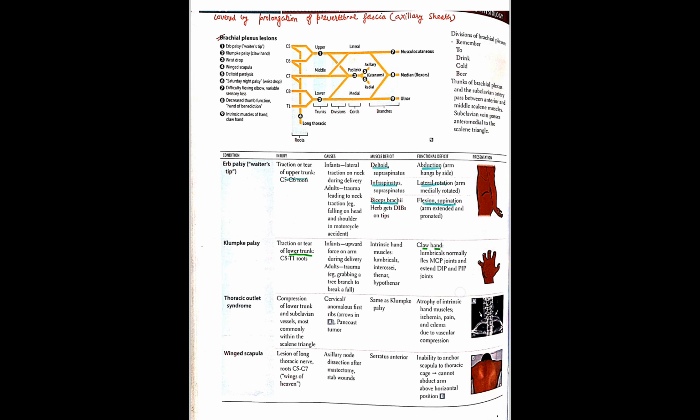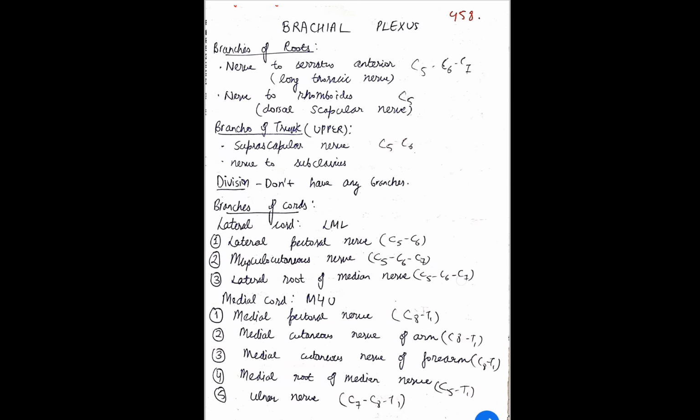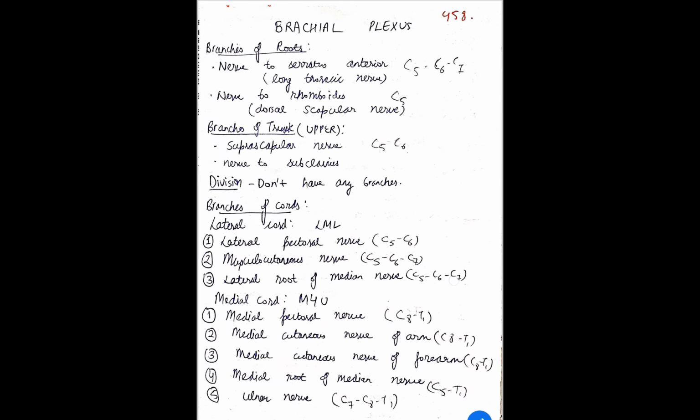Then next, what we need to remember in relation to the fascia. It is covered by a prolongation of the prevertebral fascia. So the brachial plexus will be lying behind the prevertebral fascia, and the prolongation of the prevertebral fascia is the axillary sheath. Then we see the brachial plexus branches.